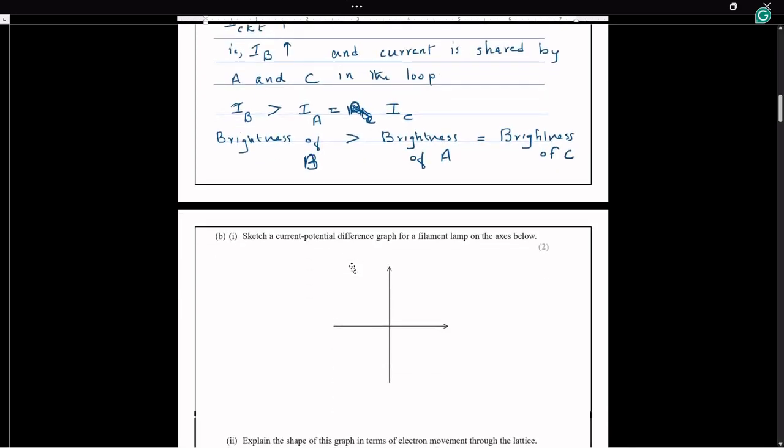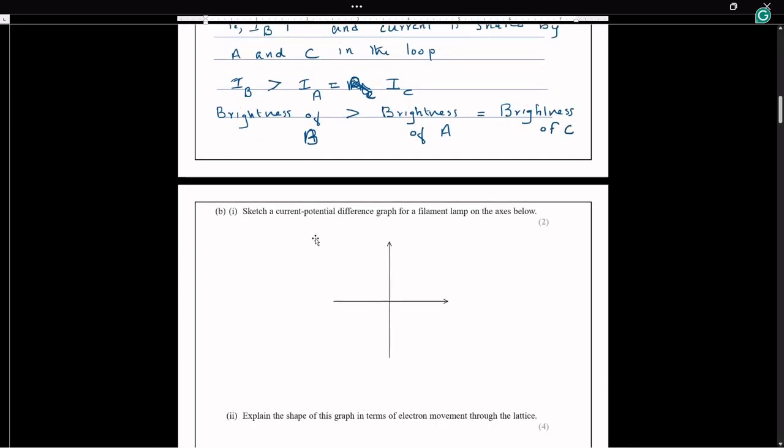Now let us move on to the next part of the question. Sketch a current potential difference graph for a filament lamp on the axes given. So let us take current here, the voltage here. Similarly, current and the negative voltage.